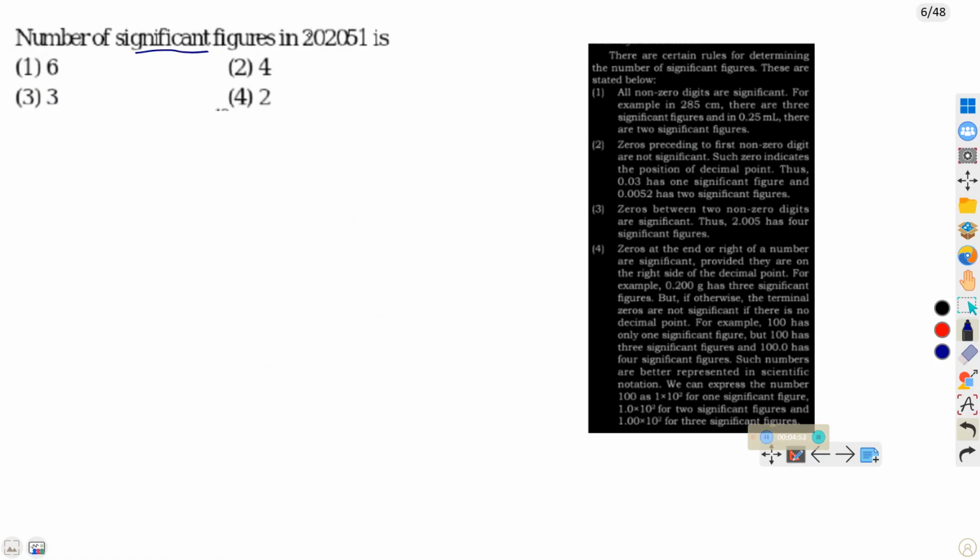Number of significant figures in 202051. All are significant: 1, 2, 3, 4, 5, 6.